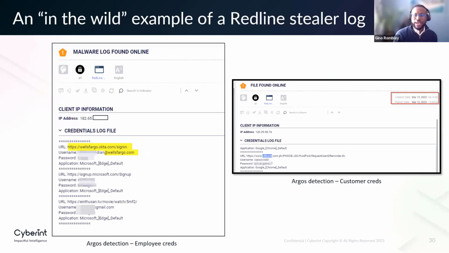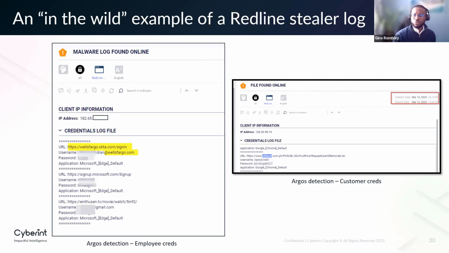What you see here is an example of a Redline stealer, using Wells Fargo as an example. So Okta, for example, Okta sign-in, right? Okta, as you're probably familiar, is an identity and access management solution that most organizations use to log in to their corporate environment before they can get access to the corporate business applications. Most companies allow you to just use your own device, but here we have an example where an employee is infected and the credentials, namely Okta and also his Microsoft account, username and password, are collected. And you can also see on the right-hand side customer credentials from their bank, right?